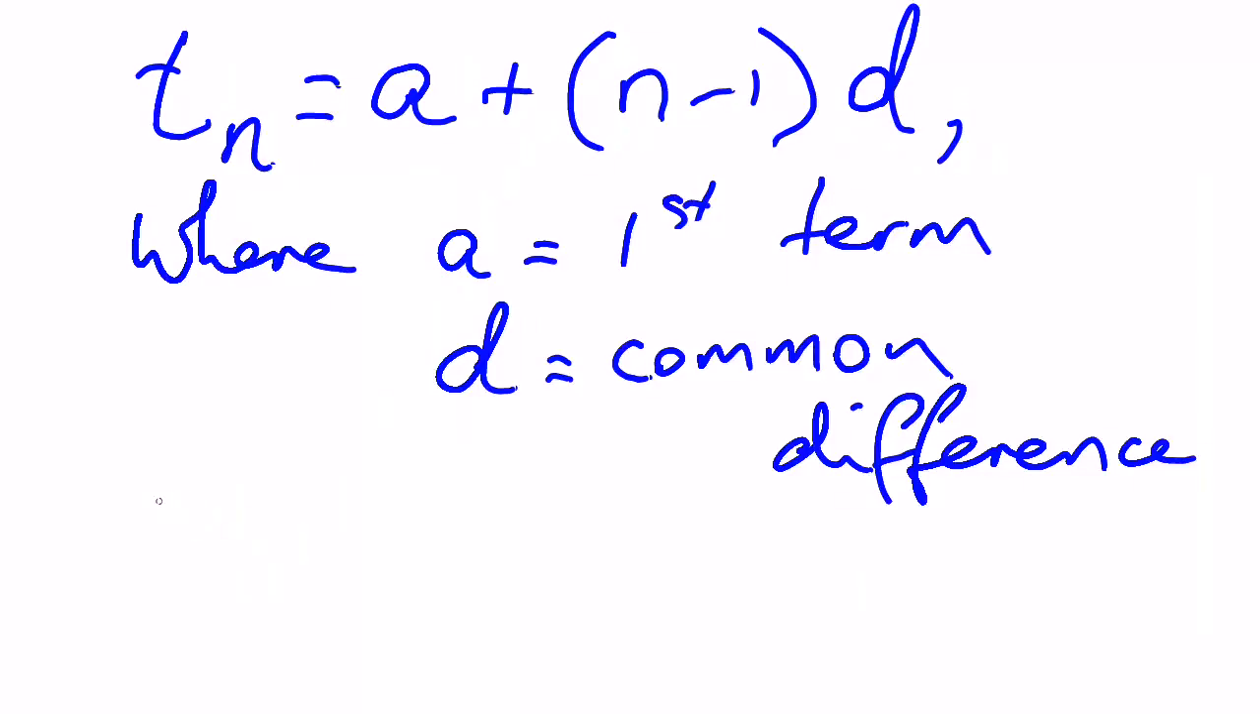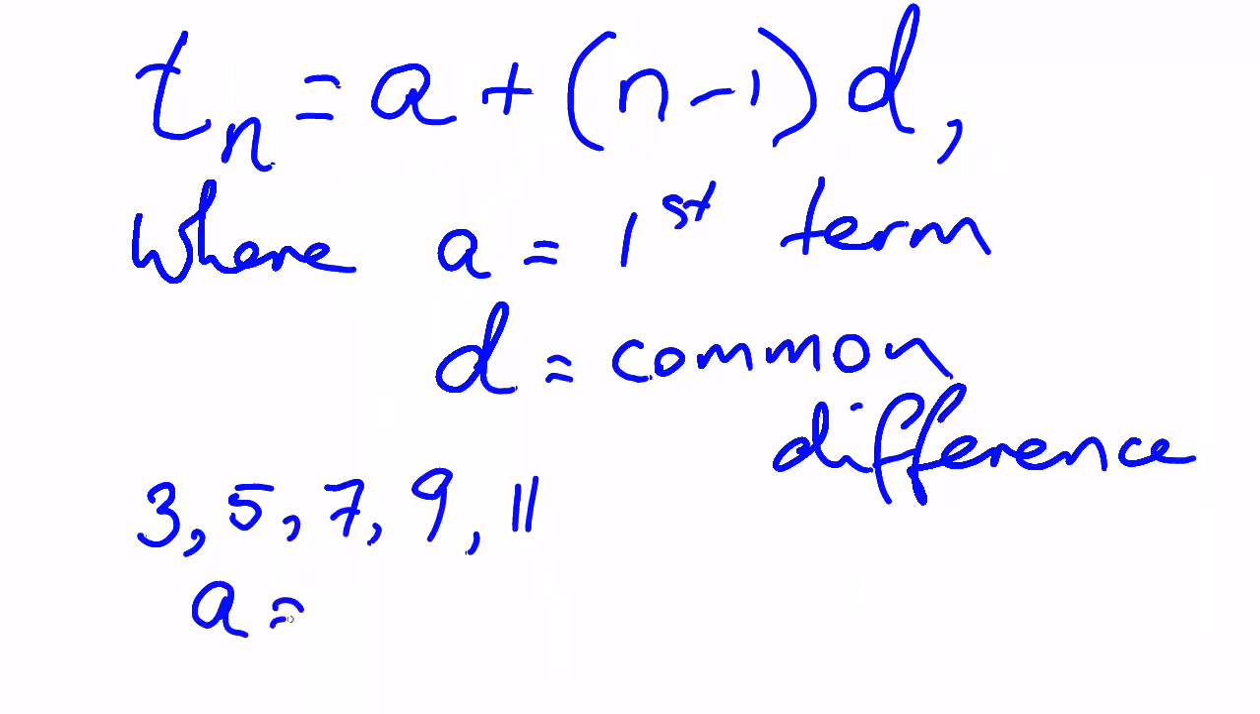So in this example, 3, 5, 7, 9, 11. My A is going to be 3, just because that's the first term. My D, come on, work for me, it's not working. Try again. My D is going to be 2, because I'm adding 2 each time.